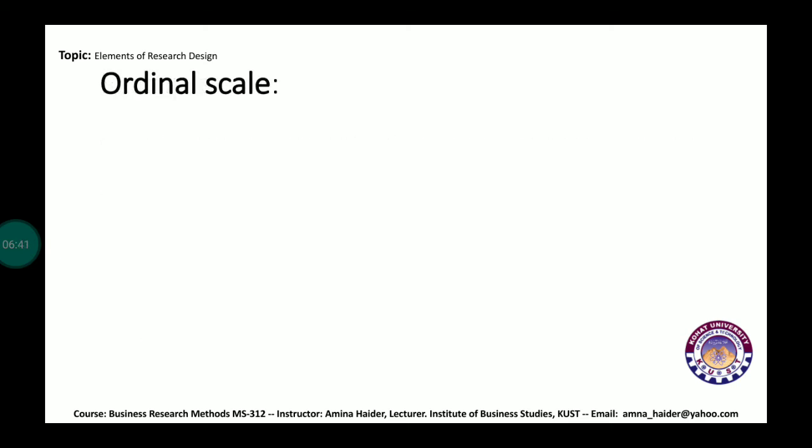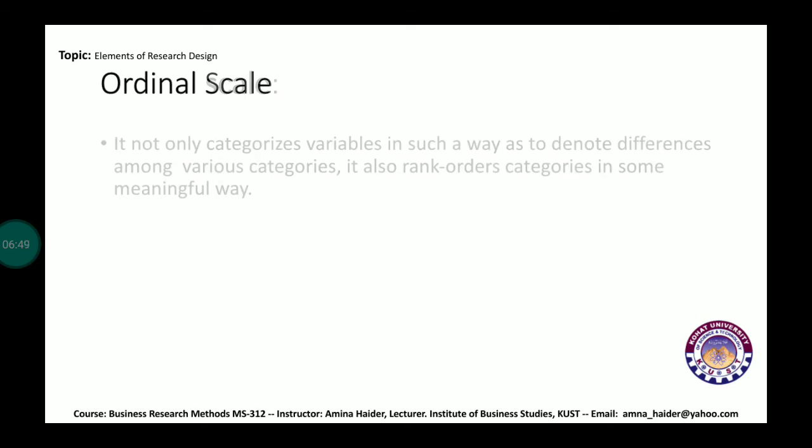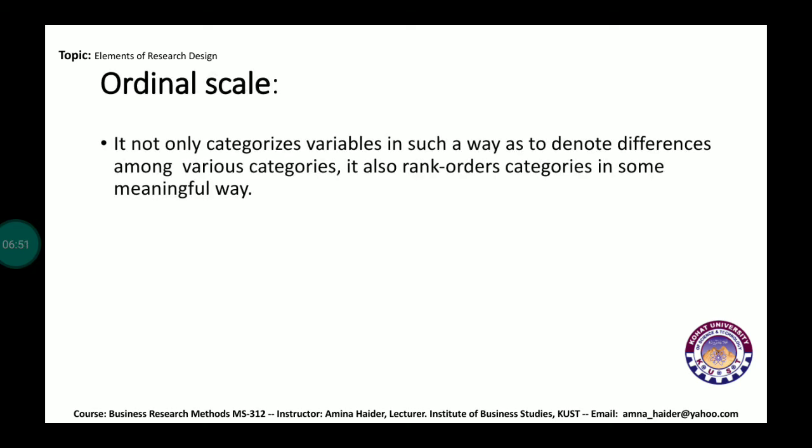Ordinal scale. It only categorizes variables in such a way as to denote difference among various categories. It also rank orders categories in some meaningful way.